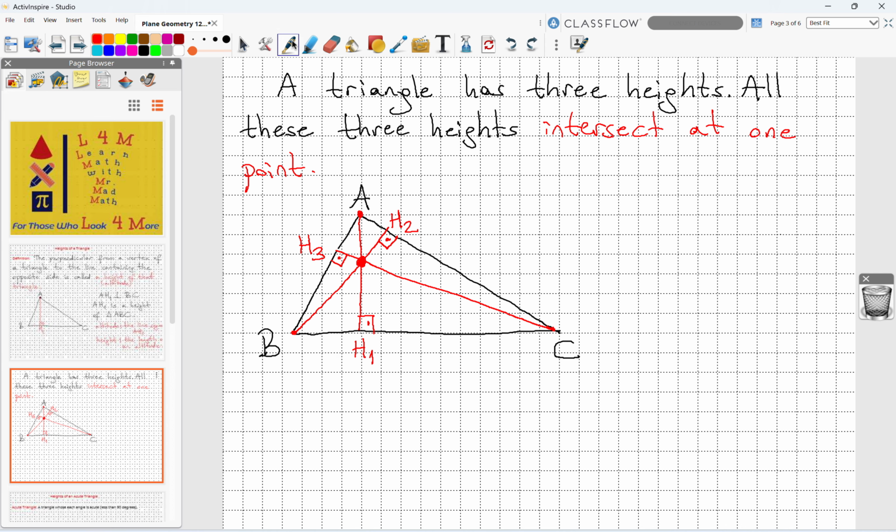Okay, so let's stop here. This is enough. In the next video, we will see how heights intersect in an acute triangle, in a right triangle, in an obtuse triangle.